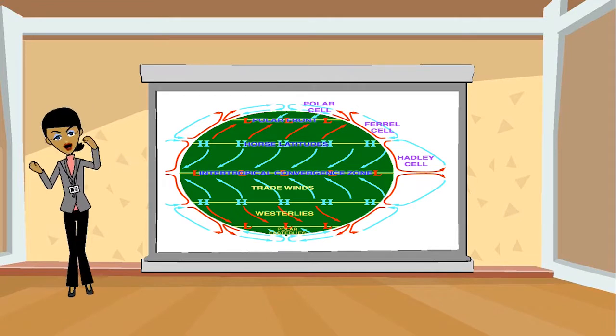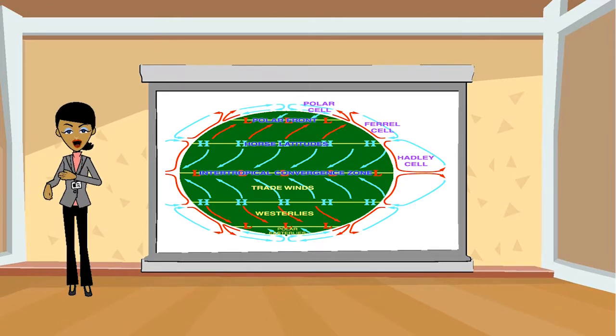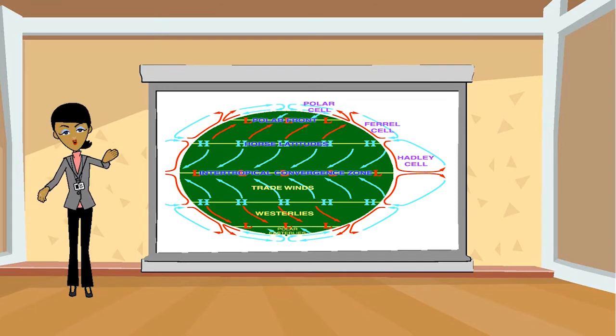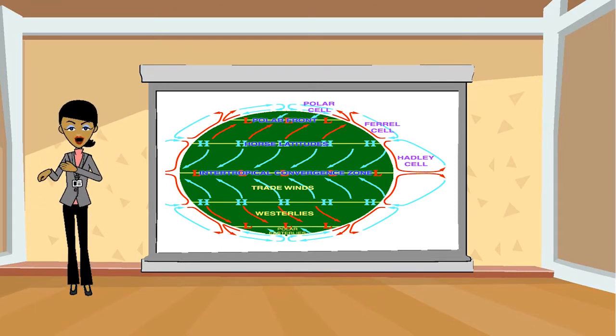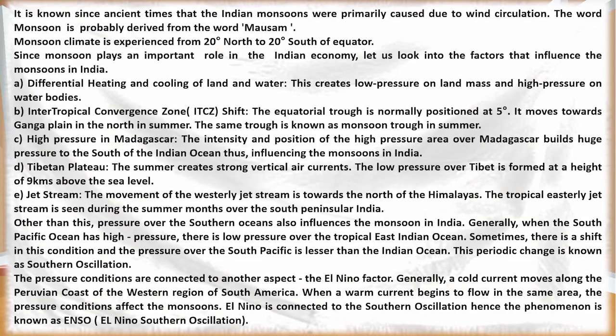The high pressure area over Madagascar generates higher pressure in the southern part of Indian Ocean. This influences the monsoon of India. Strong vertical air currents form in summers. Low pressure is generated over Tibet at 9 km above sea level. As a result, precipitation is influenced. Tropical easterly jet streams are created during summers over South Peninsular regions.